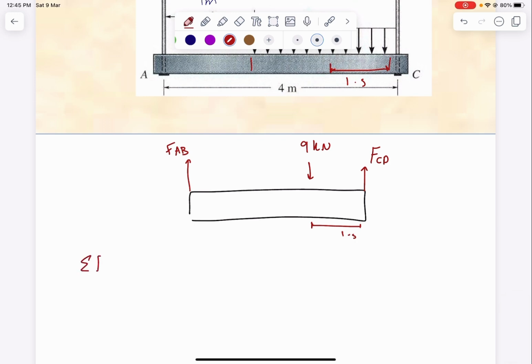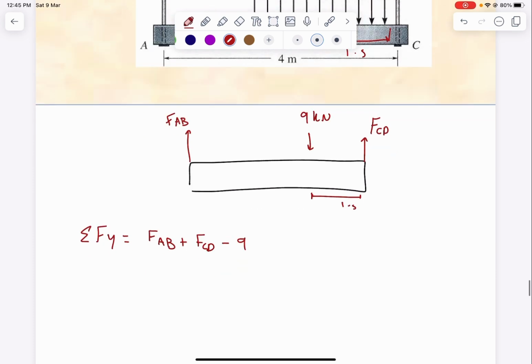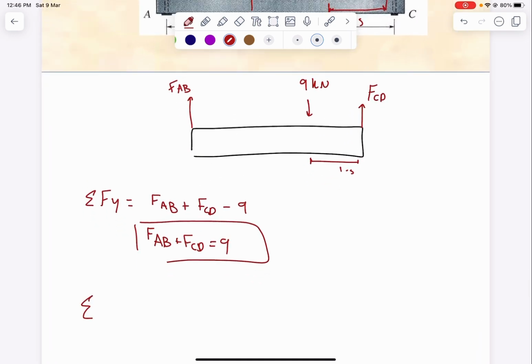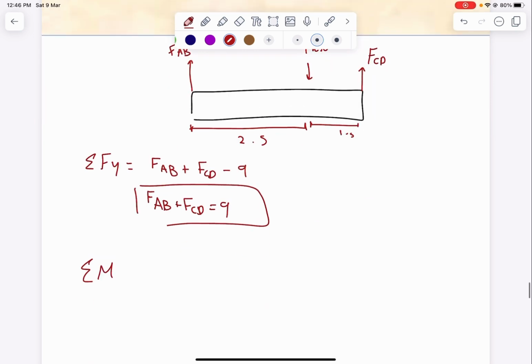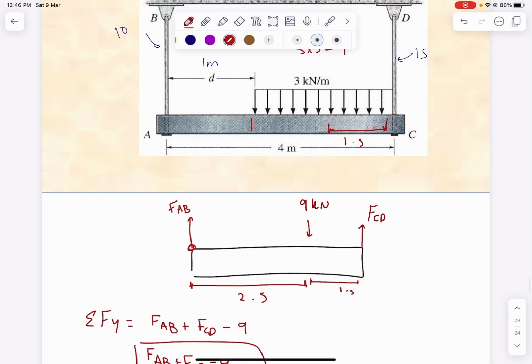So now we need to find the summation of forces in the y. It's going to be FAB plus FCD minus 9. So FAB plus FCD is equal to 9. Now we can find the summation. This one is 4, so 4 minus 1.5. This all is 2.5. Now we can find summation of moment around this point, which is A.